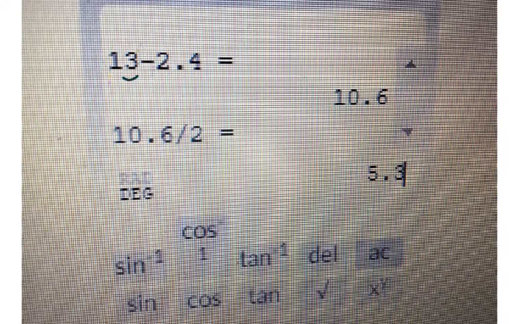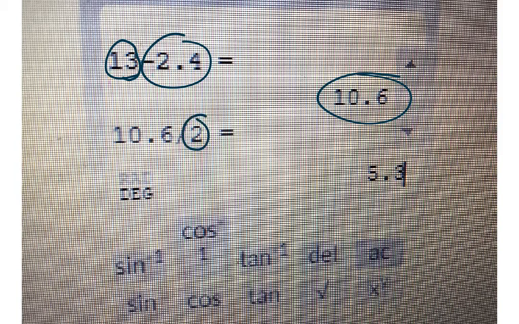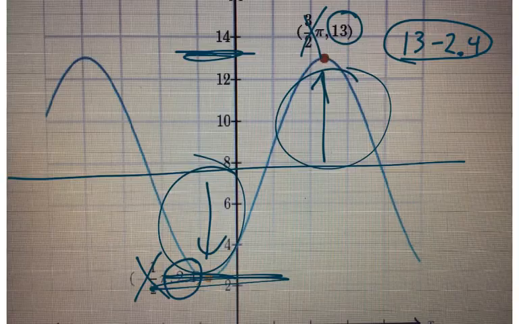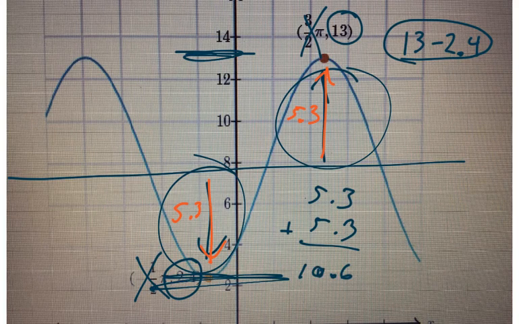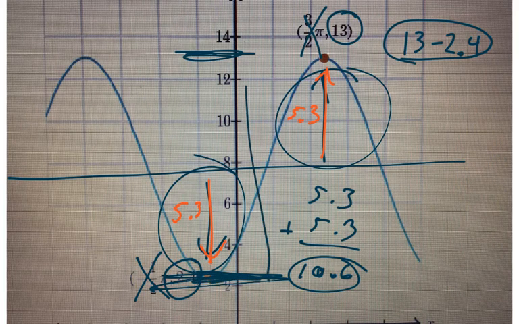So I'm going to do 13 minus 2.4. I know it's 10.6. I'm going to divide by 2 to get 5.3. Why does this make sense? Because we just figured out it went down 5.3 there. It went up 5.3 there. 5.3 plus 5.3 is 10.6. Right? And 10.6 goes from the minimum all the way up to the maximum. So it all works together.